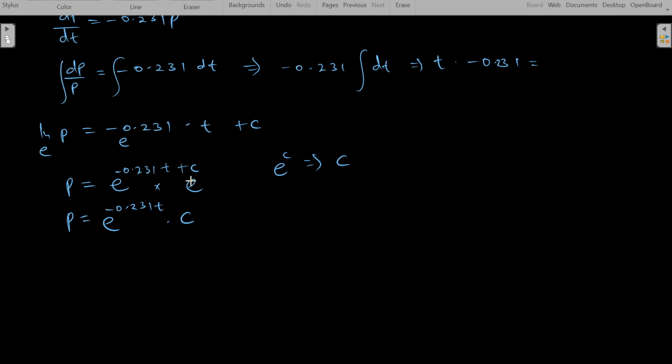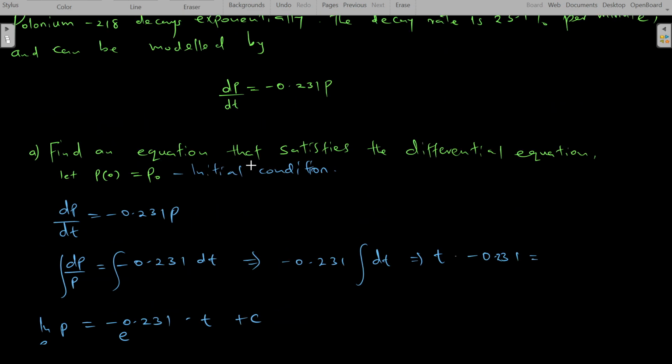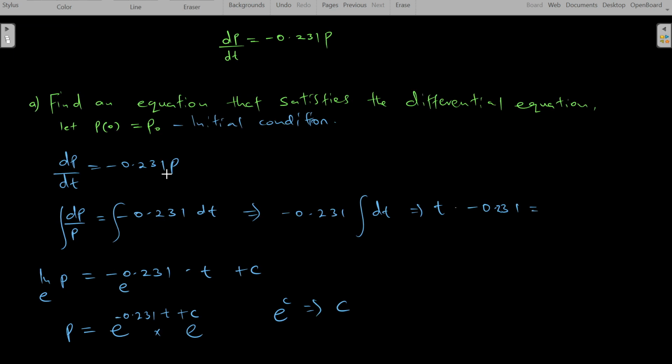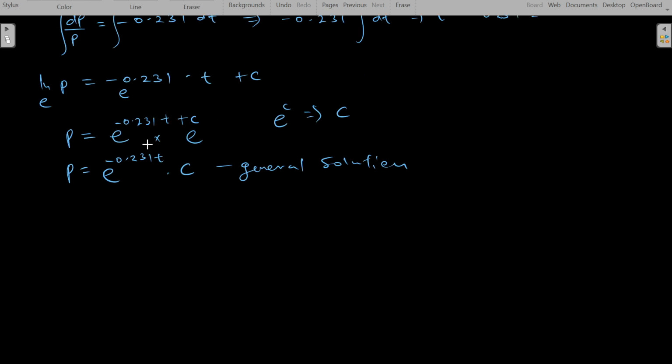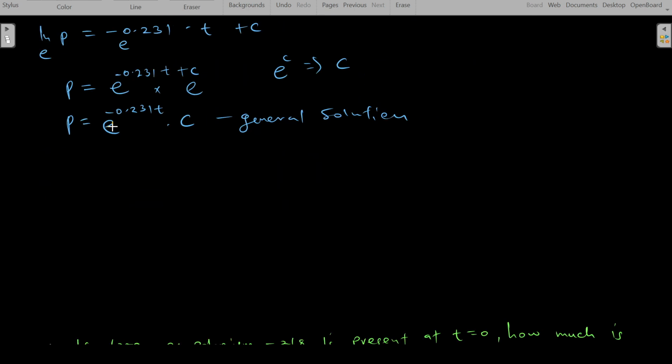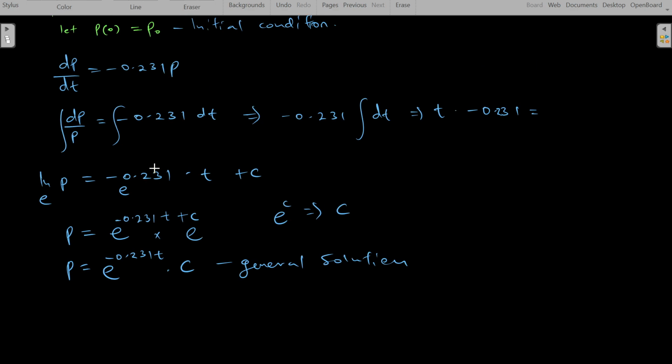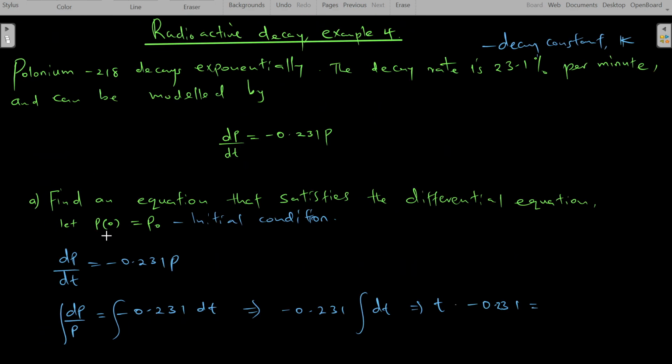Once we have this, this is our general solution. But the question asks, find the equation that satisfies this differential equation, let P of 0 equal P0. This is where these are initial conditions. So our first step is to use these initial conditions to get our particular solution, where the remaining amount P at a certain time is 0.